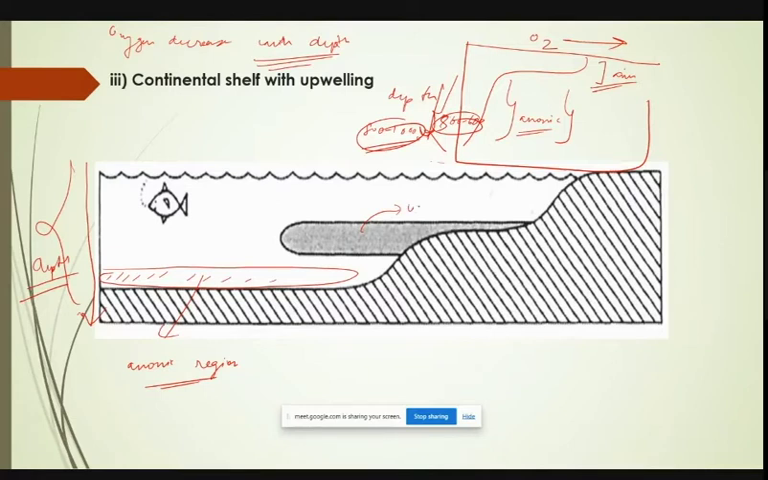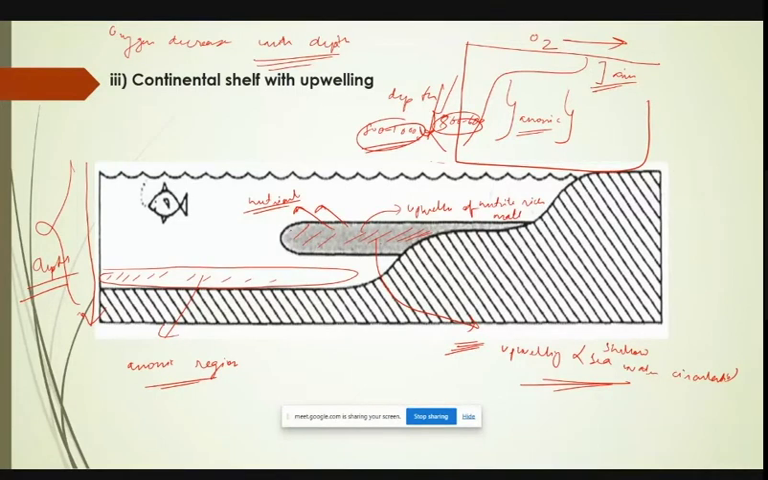And this is the upwelling of nutrient-rich matter. These are nutrients. So in the shallower part, we have upwelling in some oceans in the shelf area. These are the nutrients accumulated in the shelf due to upwelling. Upwelling occurs due to shallow seawater circulation. So due to shallow seawater circulation, we have a region rich in nutrients. This is the region rich in nutrients, and this is the oxygen deficient zone at a greater depth.